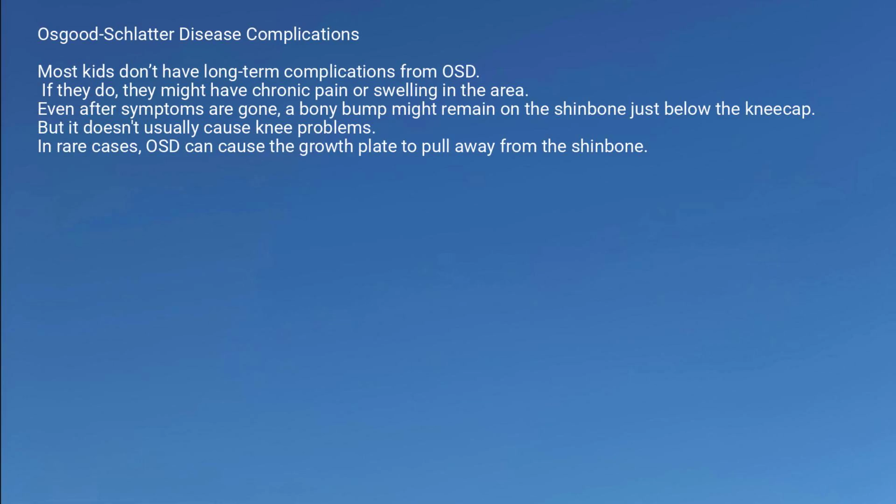Osgood-Schlatter disease complications. Most kids don't have long-term complications from OSD. If they do, they might have chronic pain or swelling in the area. Even after symptoms are gone, a bony bump might remain on the shin bone just below the kneecap. But it doesn't usually cause knee problems. In rare cases, OSD can cause the growth plate to pull away from the shin bone.